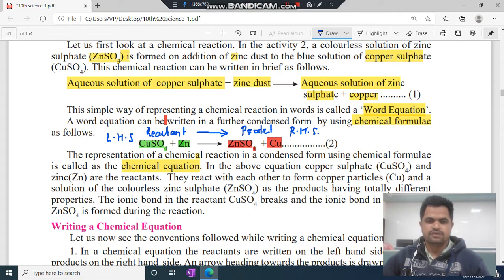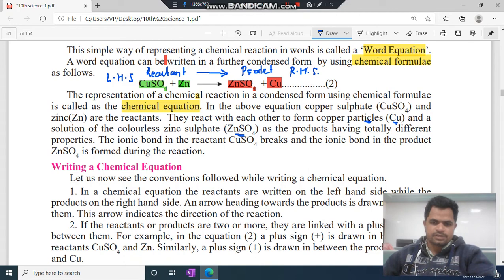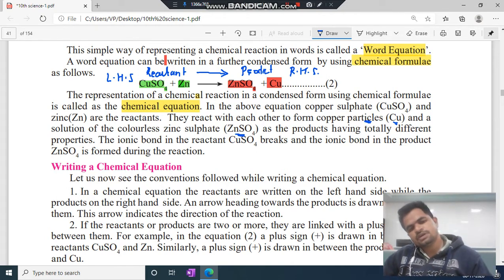In the above equation, copper sulfate and zinc are the reactants, and they react with each other to form copper particles, that is copper, and a solution of colorless zinc sulfate. This is ZnSO4 as the product having totally different properties. The ionic bond in the reactant copper sulfate breaks and the ionic bond in the product zinc sulfate is formed during this reaction. So this was a very short topic. This topic name was chemical equations.